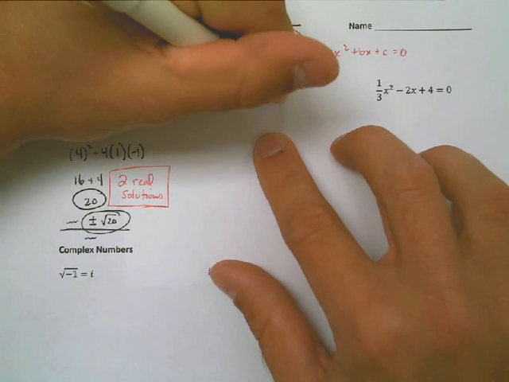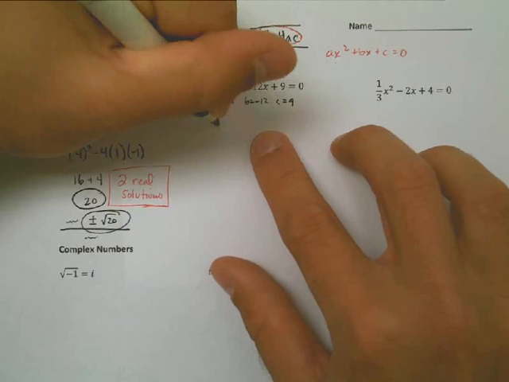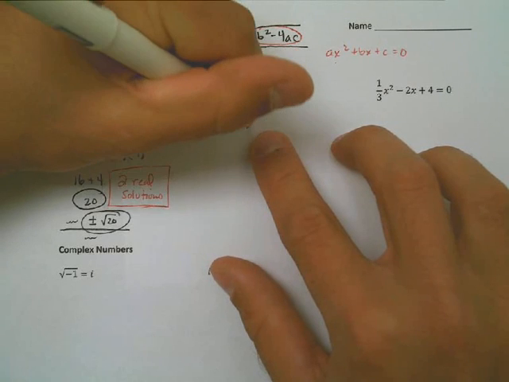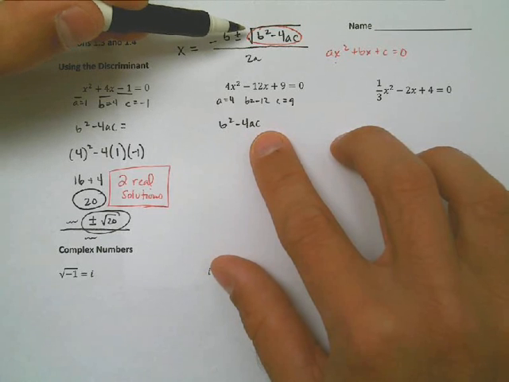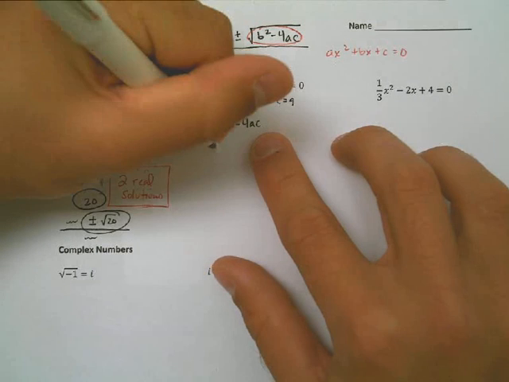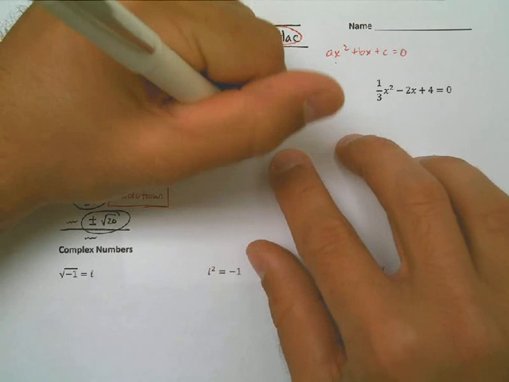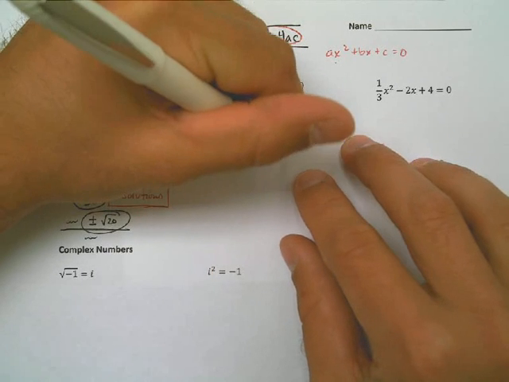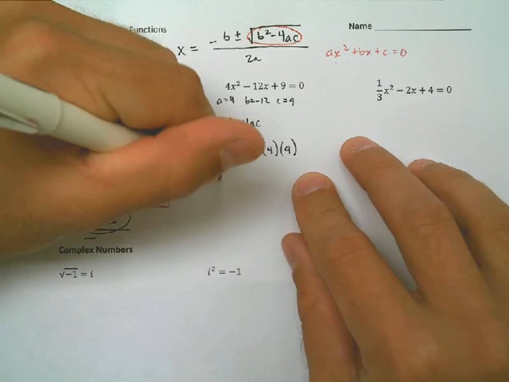Let's go on to the next one. What happens over here? Let's see. A is a 4, B is a negative 12, and C is a positive 9. So as I go through and I do this problem, let's see. B squared minus 4ac. Am I going to have a plus or minus square root of something here to work with? Negative 12 squared minus 4 times a, which is 4, times c, which is 9.